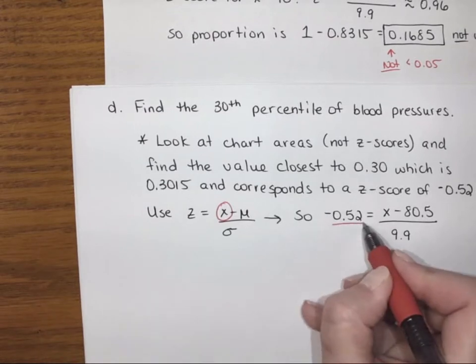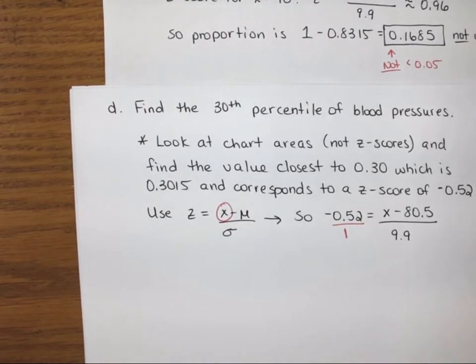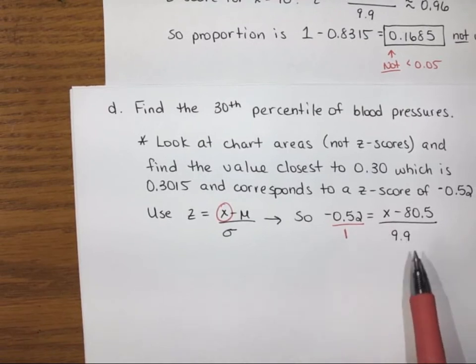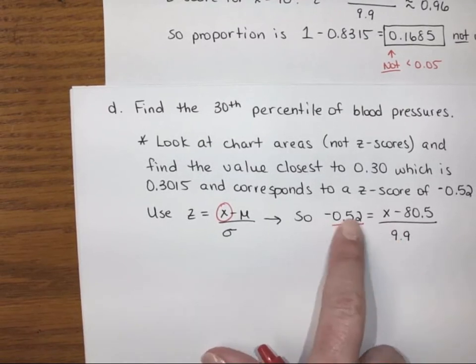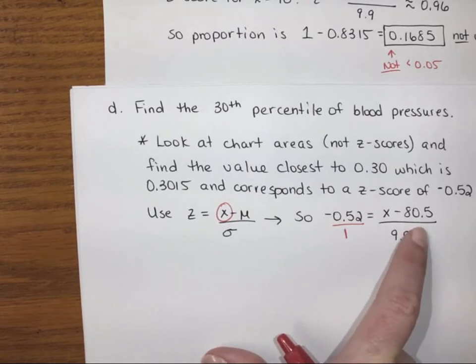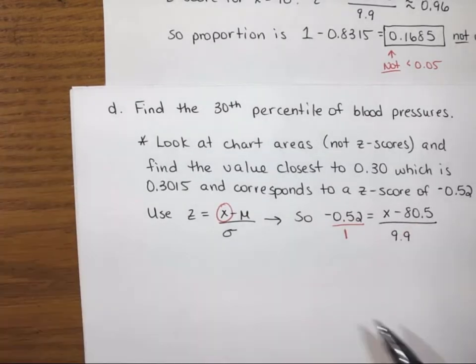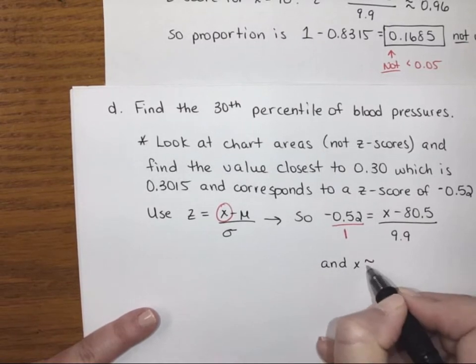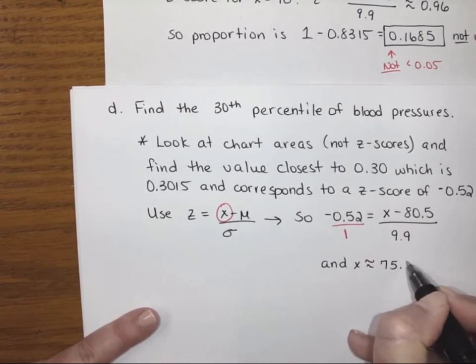Okay, so for this, you kind of think of this as over 1, and then you're going to cross multiply and set them equal to each other. Essentially what you're going to do is cross multiply these two and add the 80.5 in order to isolate the x. So if you do that, you're going to get x is right around 75.352.